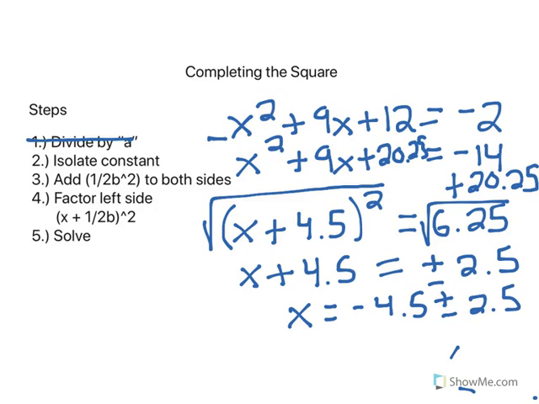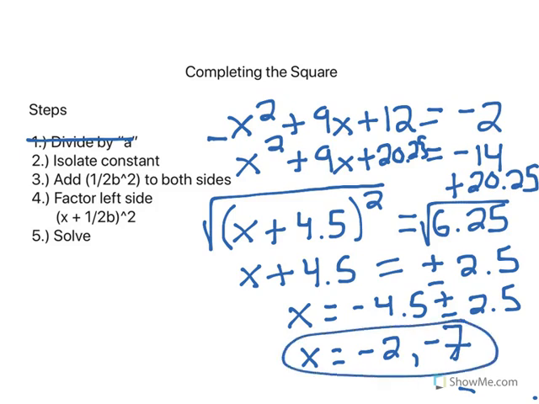A little bit messy with the decimals, but in the end, we're going to come out with a pretty good answer here. This one is going to be x equals -4.5 plus 2.5, which will end up being -2. And if I do -4.5 minus 2.5, I'm going to get -7. So I'm going to get two answers here, -2 and -7.